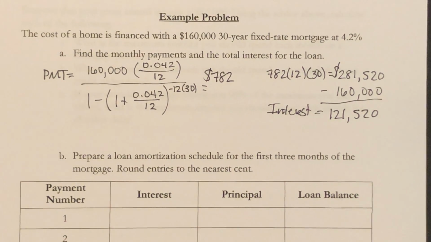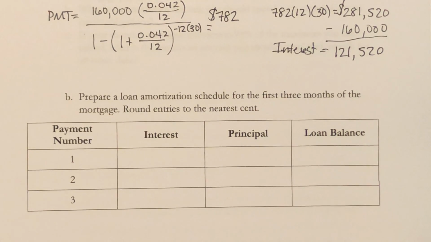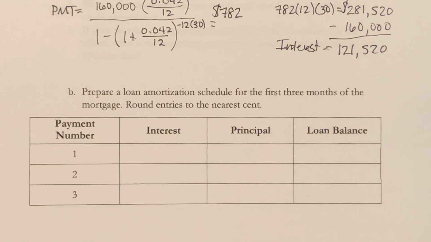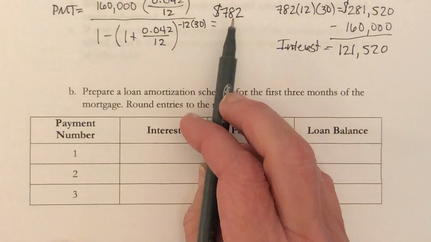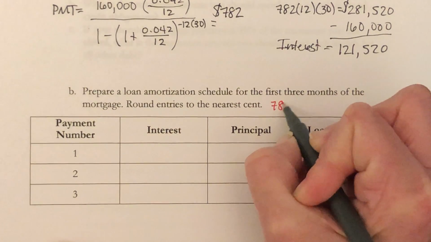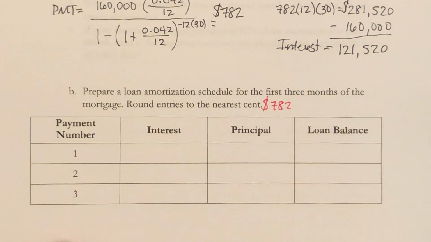Now for the second part, we're supposed to prepare a loan amortization schedule for the first 3 months of the mortgage. This time we're rounding to the nearest cent. Everything else has been to the nearest dollar. So, things we need to know. First of all, we need to remember that our payment is $782. I'm going to write it down here. That's our monthly payment.